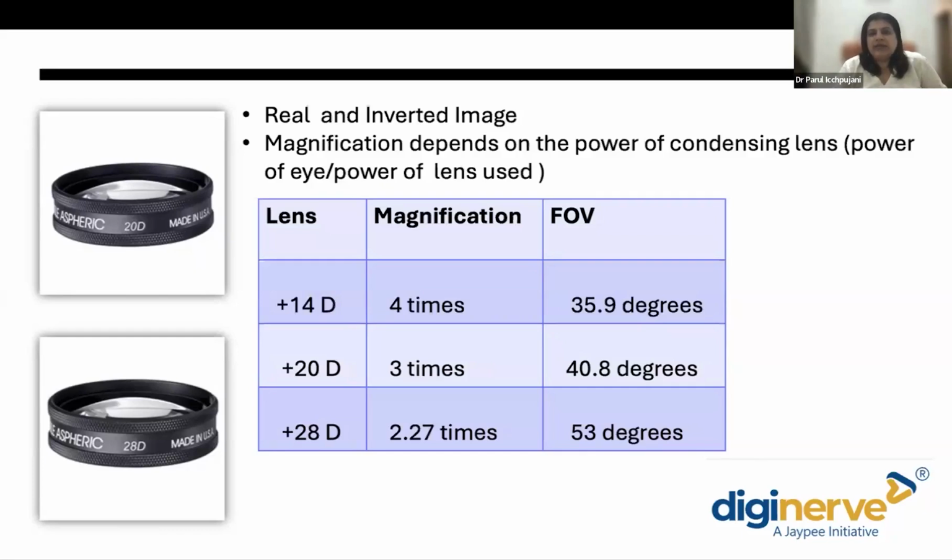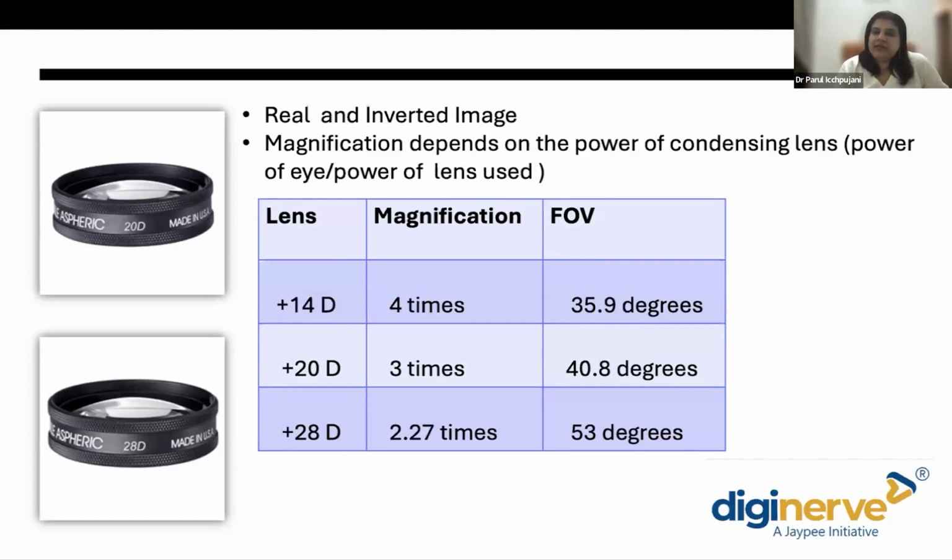A 20D will give a magnification of about 3 times, and the field of view is about 40.8 degrees. On the contrary, 28D would give a magnification of 2.27 times, and the field of view is more, about 53 degrees. So usually in our clinical practice, we use 20 diopters. Just remember that sometimes when you're looking at extreme periphery, you have to do scleral indentation. You have to indent the sclera so that the extreme peripheral view also becomes visible.